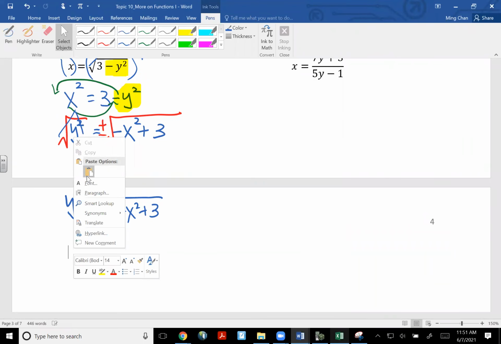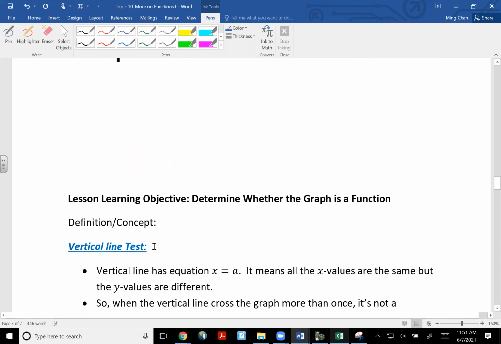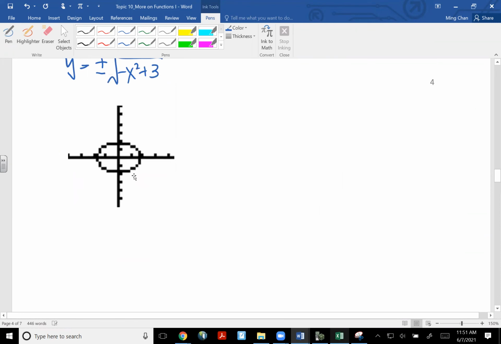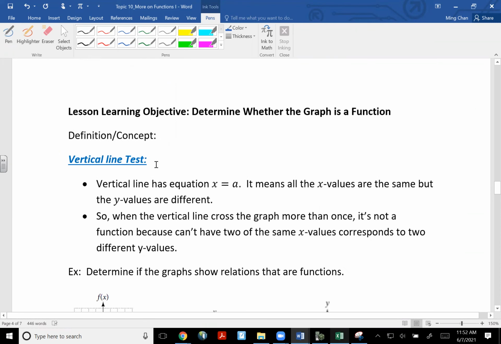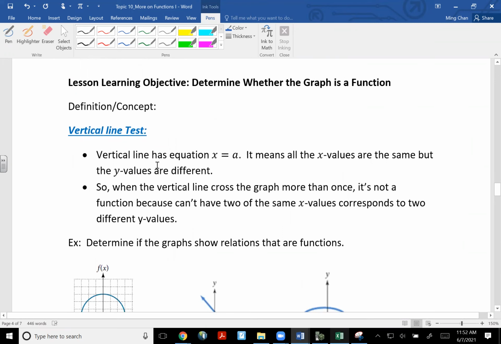All right. And the reason why it's not a function is because of this thing called the vertical line test. Remember, to be a function, you cannot have the same x value. And guess what? A vertical line has the equation x equal to a number. It means all the x values are the same. So because a vertical line has all the x values the same, we're going to use this line to see if our pictures, our graphs, are a function or not a function.